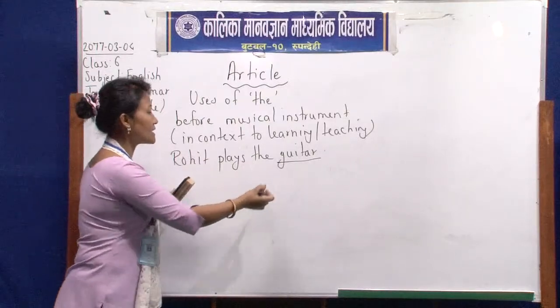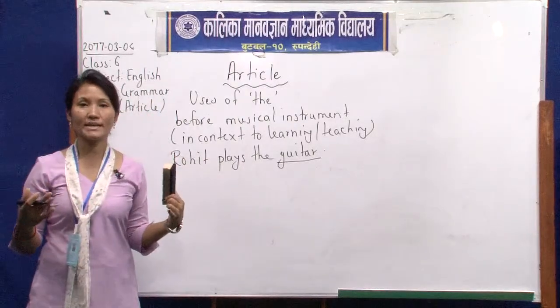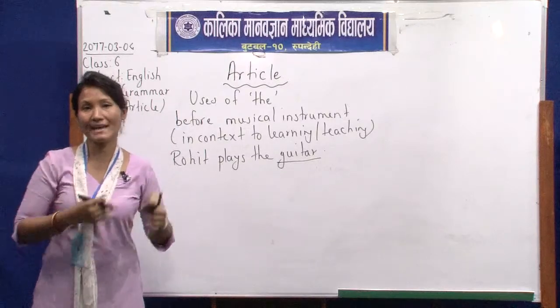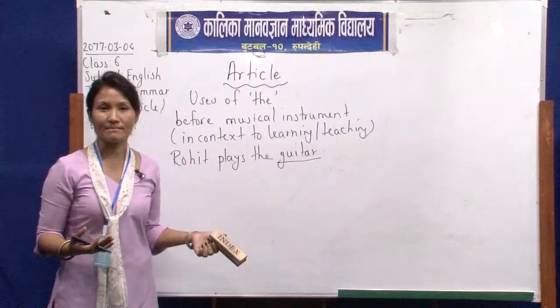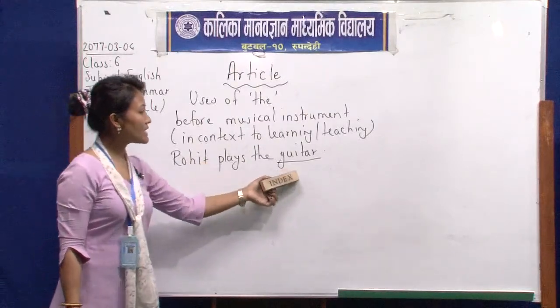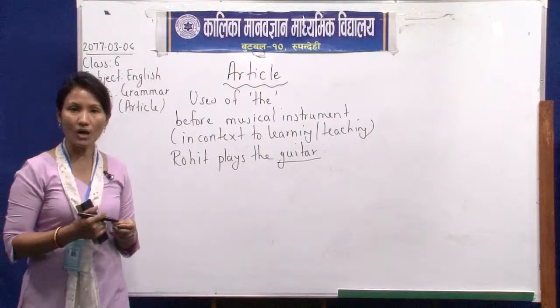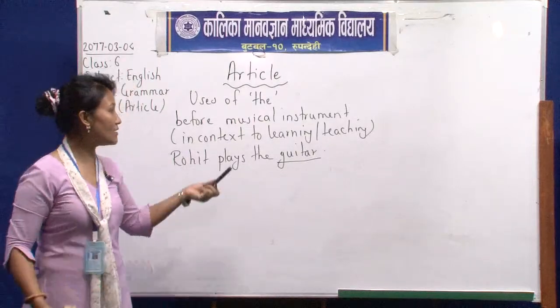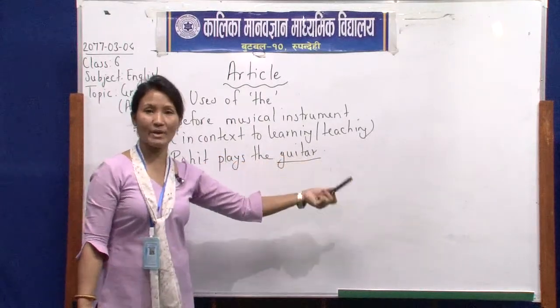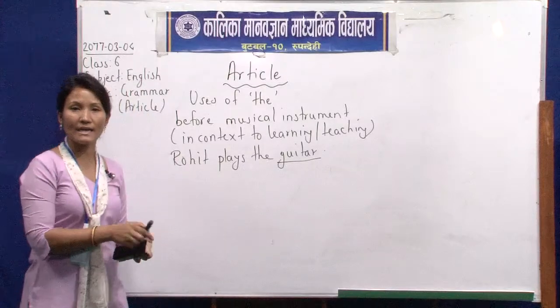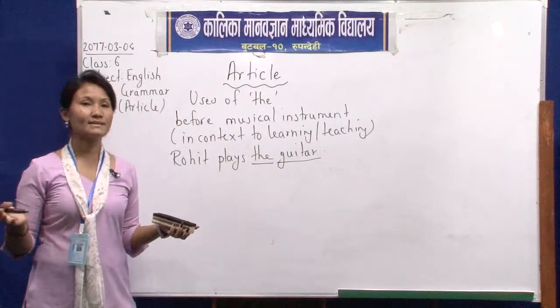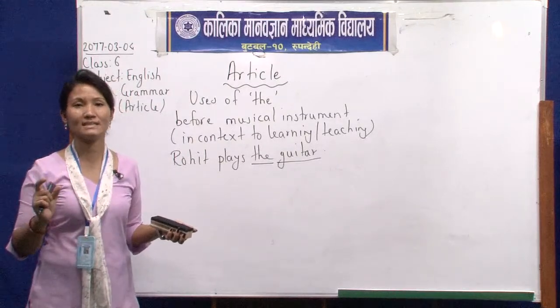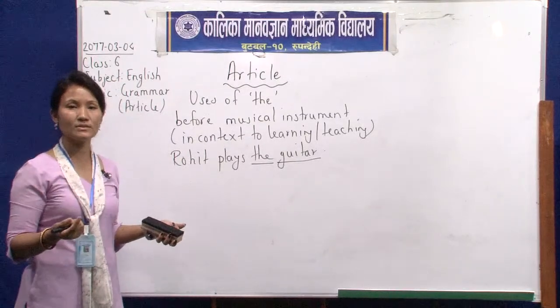this guitar is being used in context of learning, playing, right? Playing means what? We are not going to play with the guitar, it means he is practicing. So when musical instruments are used in context of learning or teaching or practicing, we use the article. But when the same musical instrument is used in quantity, then what are we going to use?